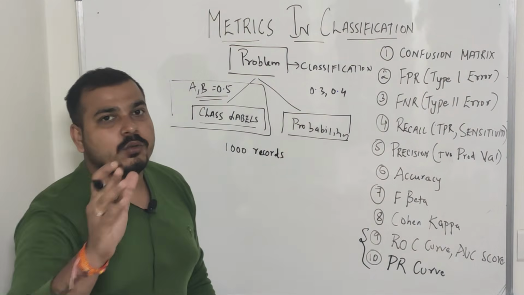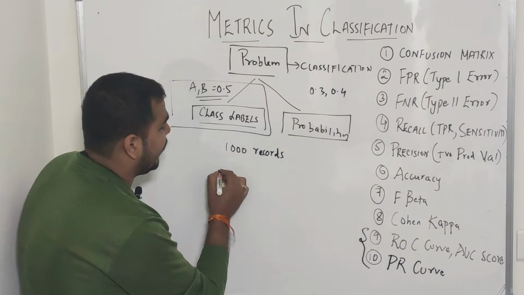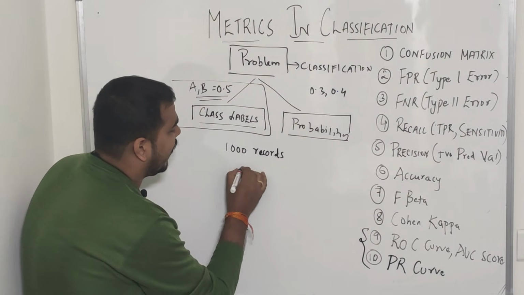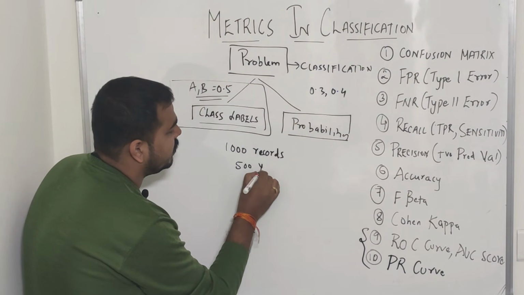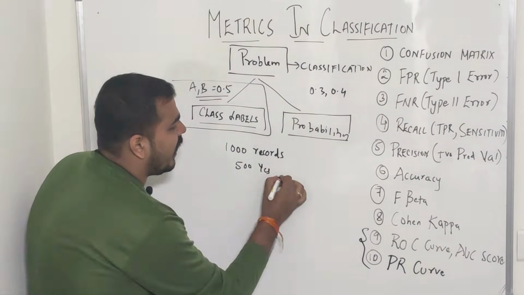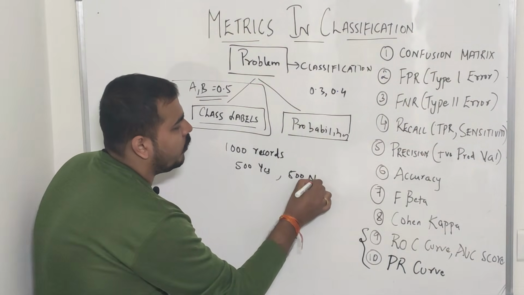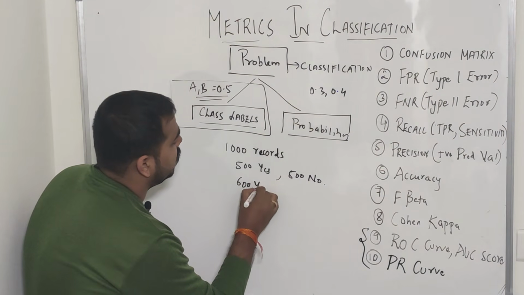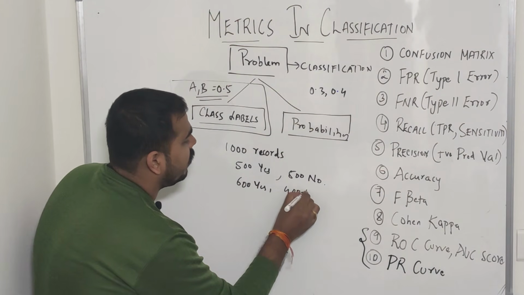Okay, I have 1000 records. Now with respect to 1000 records, suppose this is a binary classification problem. That basically means suppose I have 500 yes, that is 500 records which have yes as an output, and I have 500 no as my other output, or I may have 600 yes or 400 no, right?